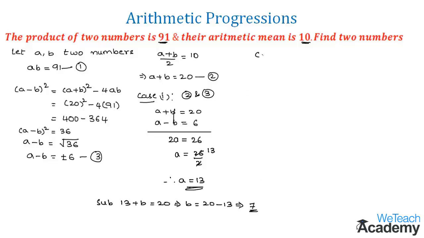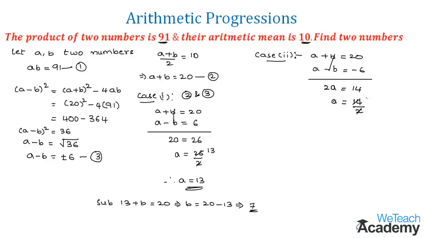Now let us consider case 2. Here equation 2 would be A plus B is equal to 20 and equation 3 would be A minus B is equal to minus 6. Now on solving these equations, we cancel plus B and minus B, and by adding A plus A we get 2A. Coming over to the RHS, 20 minus 6 is 14. Now let us transfer 2 to the other side. So we get A is equal to 14 divided by 2. On simplifying, 2 1 time is 2 and 2 7 times is 14. Therefore we get the value of A as 7.